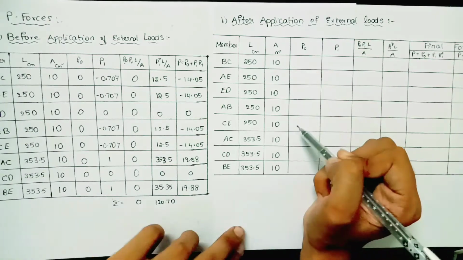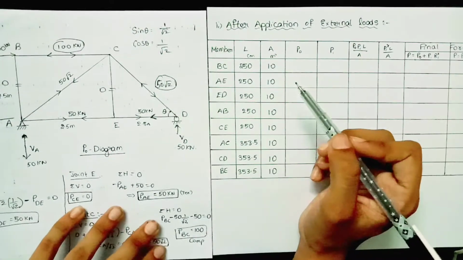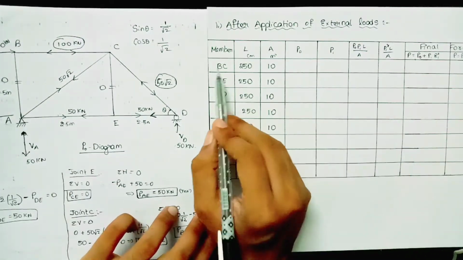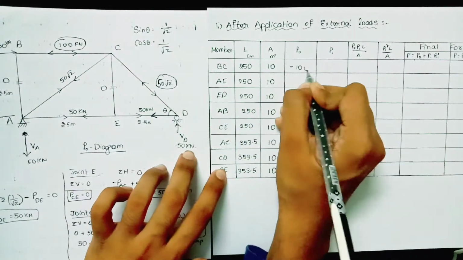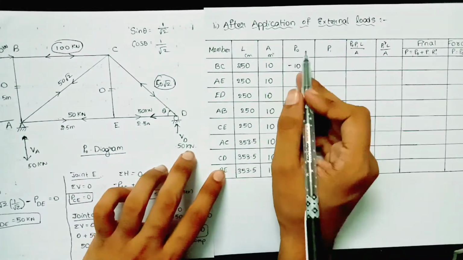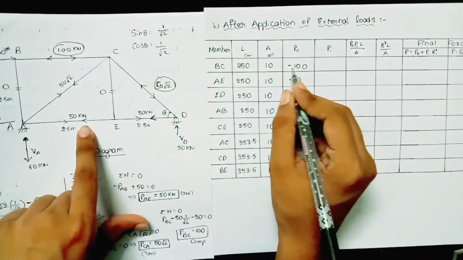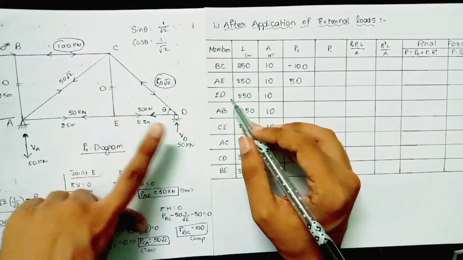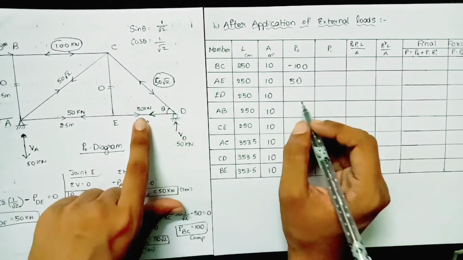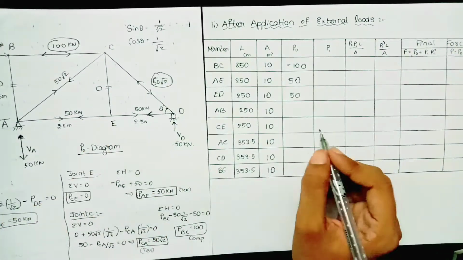So these P0 values are obtained from P0 diagram. So this is the P0 diagram and P0 value for BC is minus 100. We have to place each value in this column. P0 value for AE is 50 kilonewton tension. The minus is because of compression. ED member, that means this member. For ED member it is 50 kilonewton tension. Similarly place all the values from this diagram.